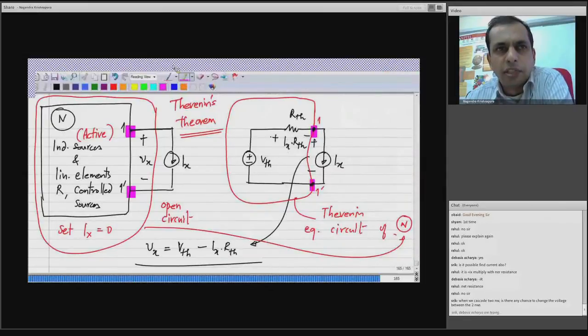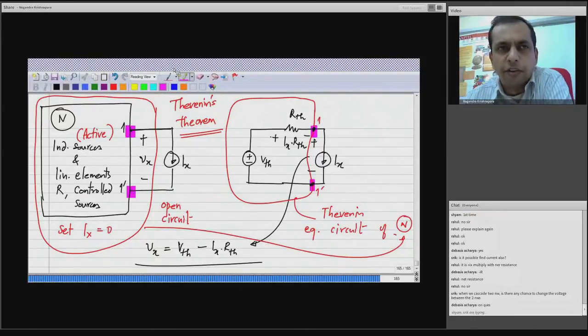There is a question on when we cascade two networks, is there any chance to change the voltage between the two networks? Actually, this question is not clear to me, which voltage or what is being referred to. I have to either draw a figure and email it to me, then I will discuss that. I'm not clear about what is meant by cascading of two networks and what is the voltage between the two networks.